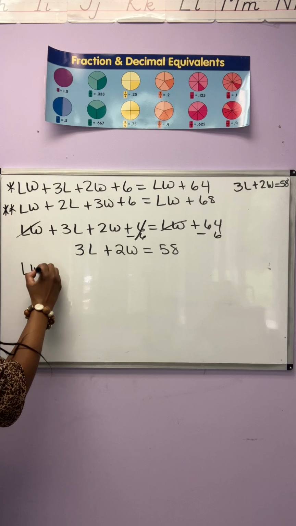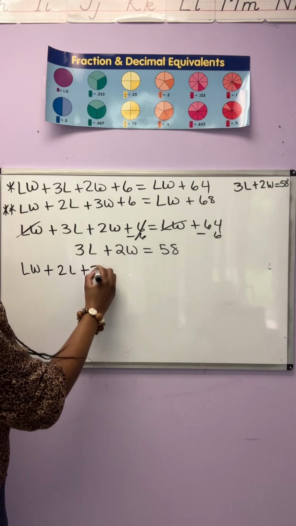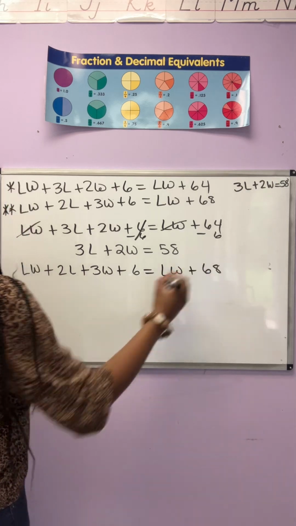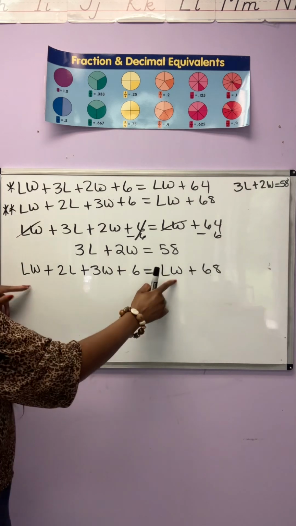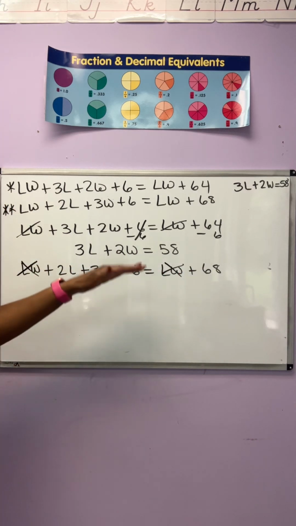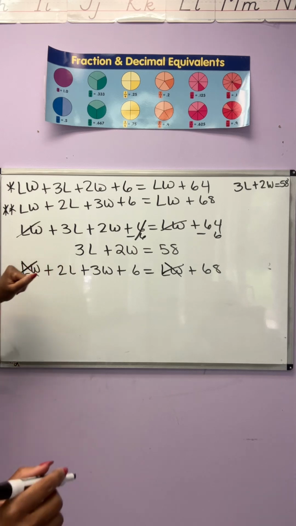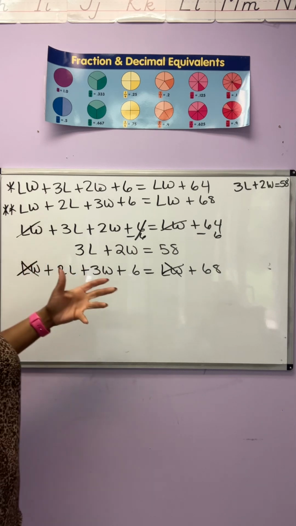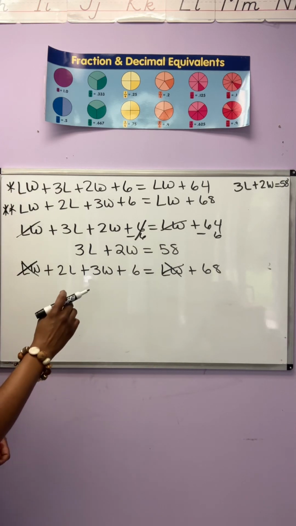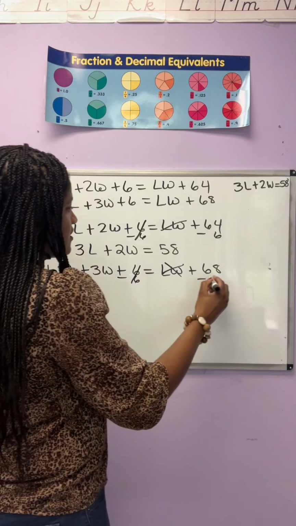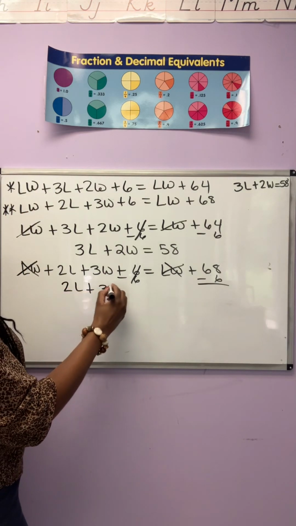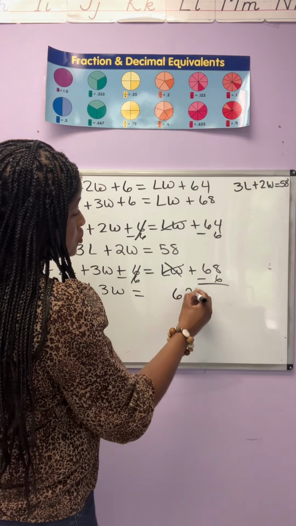So that was LW plus 2L plus 3W plus 6 equals LW plus 68. Okay, so same thing here. I have LW on both sides. In the interest of space, I'm just going to say they cancel out. But if you think about it, if I did minus LW here and minus LW over here, you would see that they do cancel out. Okay, so now I can do minus 6. Like I said, very similar. Minus 6. So we have 2L plus 3W equals 62.